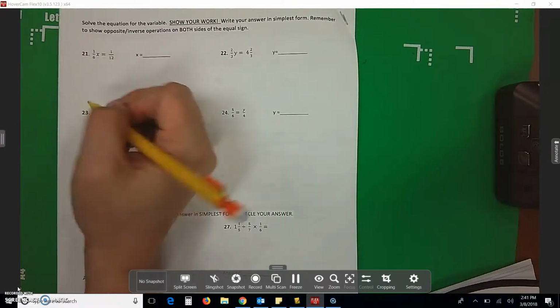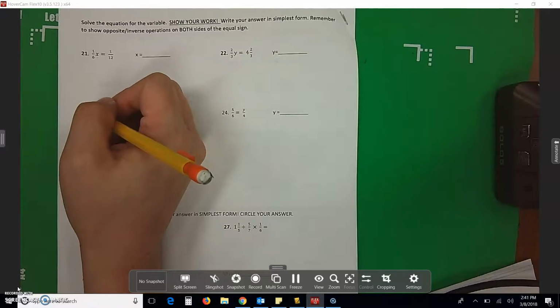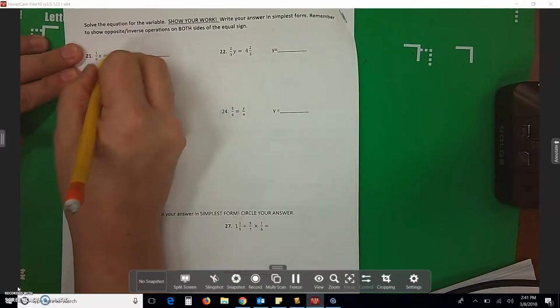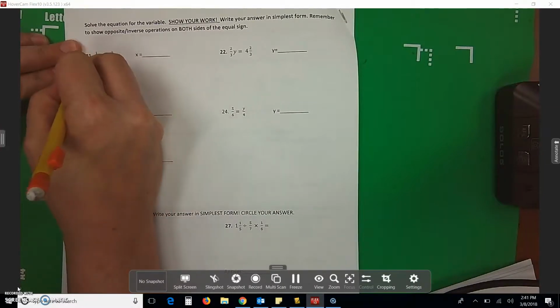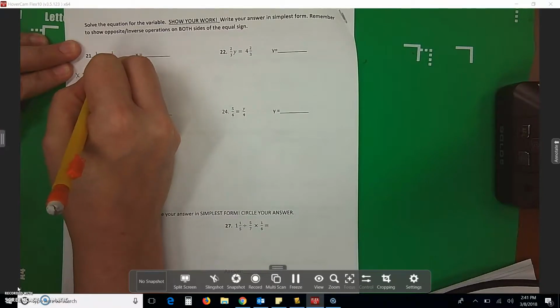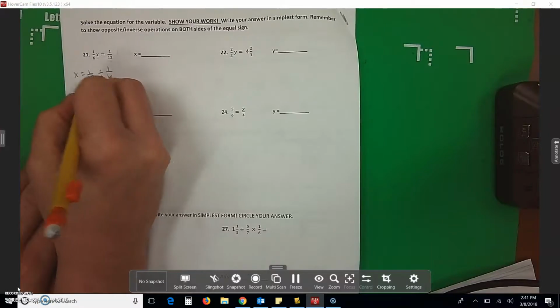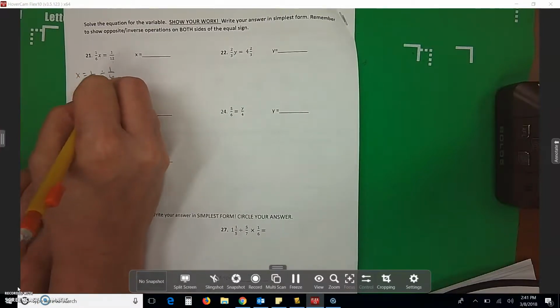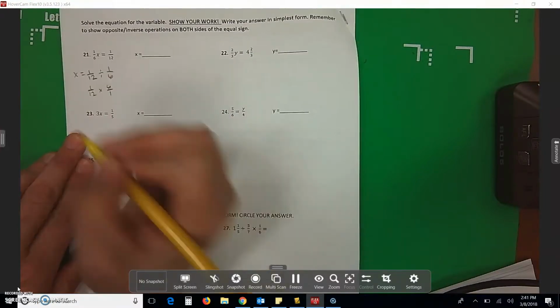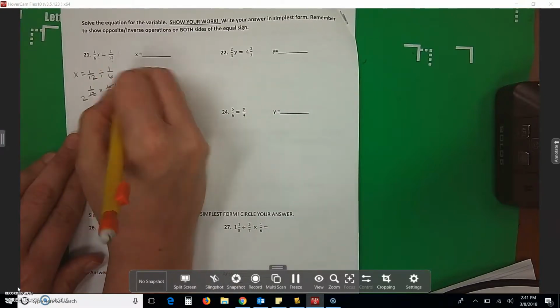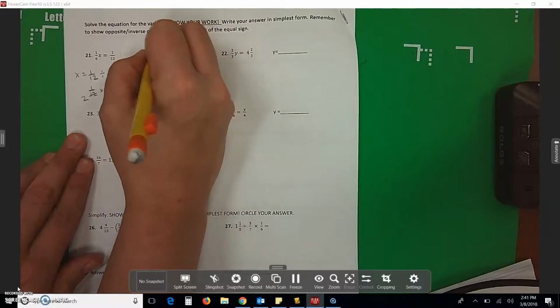This 1/6 is married to the x by multiplication, which means we have to divide to divorce it. We can't rearrange the order, so we have to do x equals 1/12, because it was there first, divided by 1/6. Then we're going to flip it, so it's 1/12 times 6 over 1. We're going to reduce so that it equals 1 over 2.